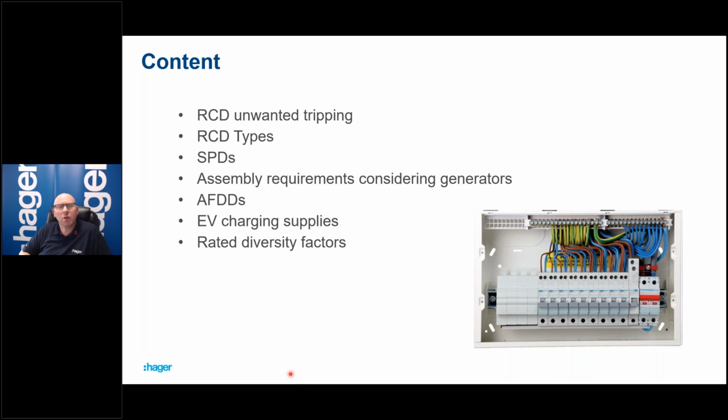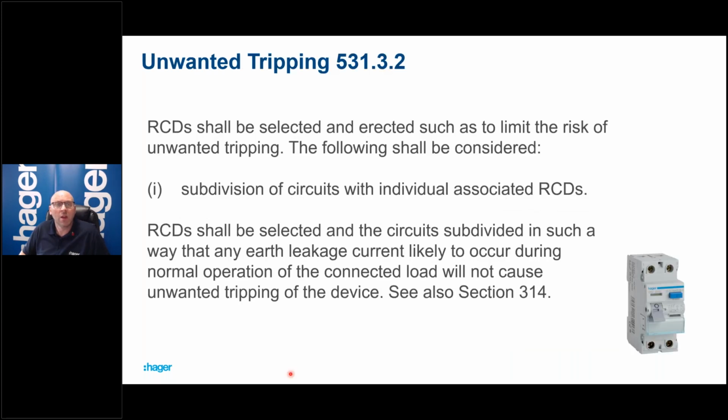We can also look at assembly requirements, something new that came in with Amendment 2, with considerations when we have generators connected to a consumer unit, so maybe a solar PV inverter, something like that. We need to consider the rating of the consumer unit. As I said, we're going to look at AFDDs, EV charging supplies, and rated diversity factors. So just to start with, let's dive into the unwanted tripping.